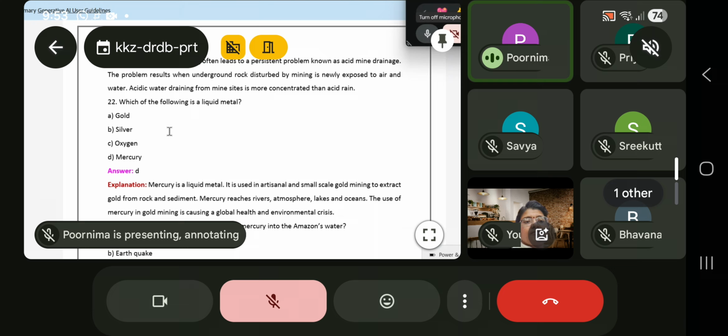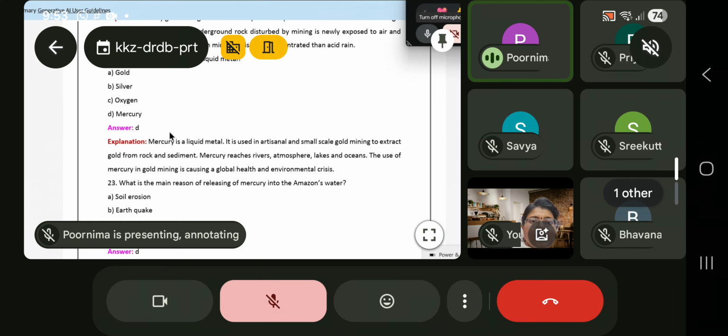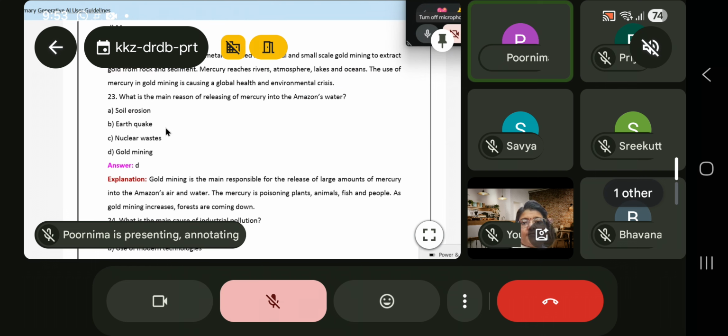I hope many of you might have known the answer. It's mercury. Mercury is a liquid metal. It is used in artisanal and small scale gold mining to extract the gold from rock and sediment. Mercury reaches the rivers, atmosphere, lakes and oceans. The use of mercury in gold mining is causing a global health and environmental crisis.